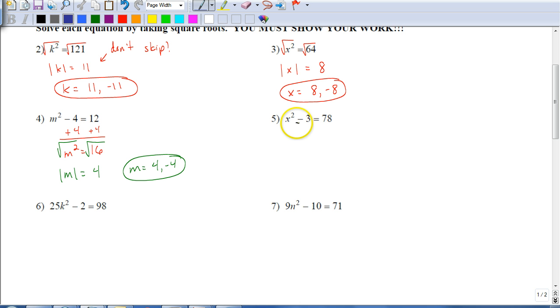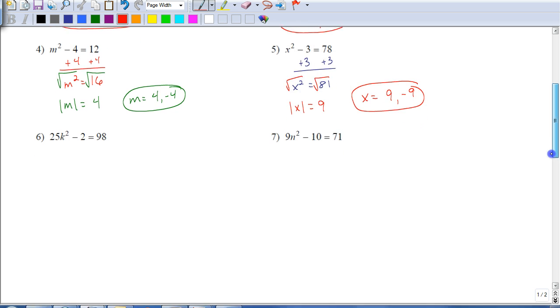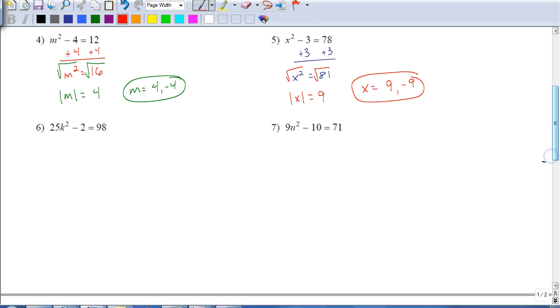Okay, let's check to see what you did here. First you start out by adding 3 to both sides, giving us x squared equals 81. Take the square root of both sides. The square root of x squared, remember, is not x, it's the absolute value of x. The square root of 81 is 9. So that means there's two things that I could put inside there that would give me 9 as my answer: 9 and negative 9. Okay, hopefully you got that one right.